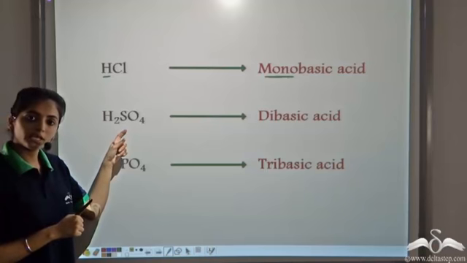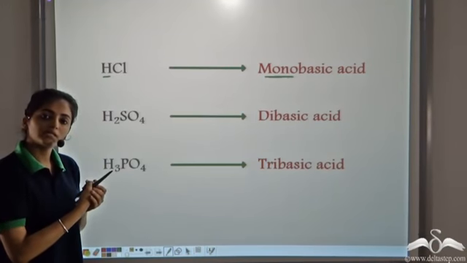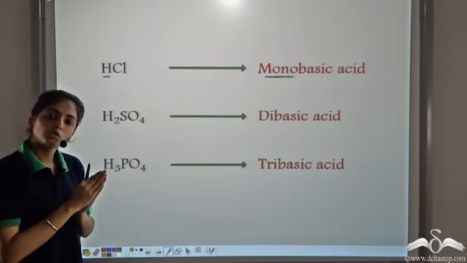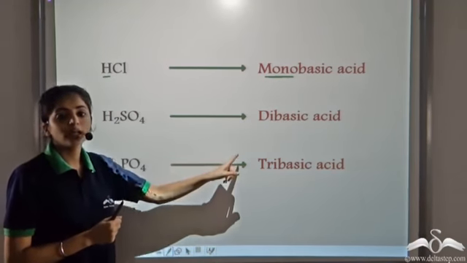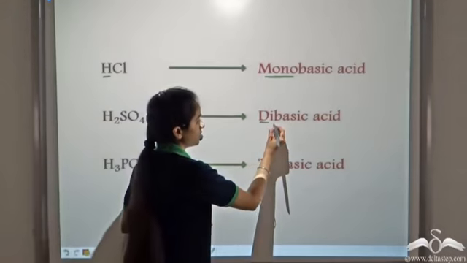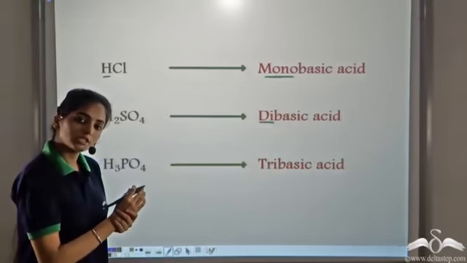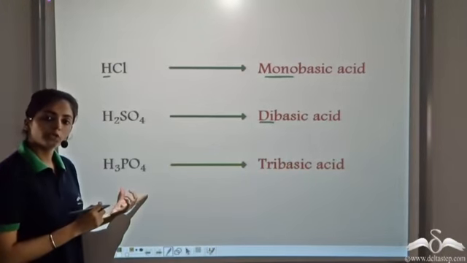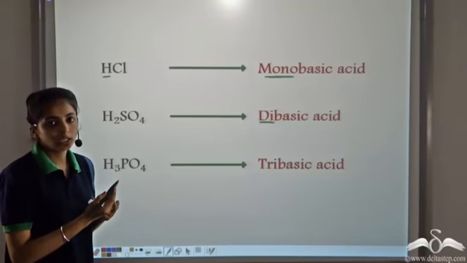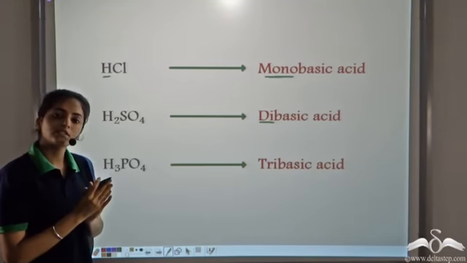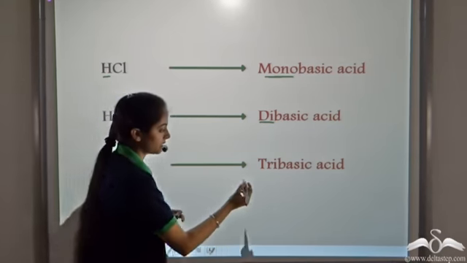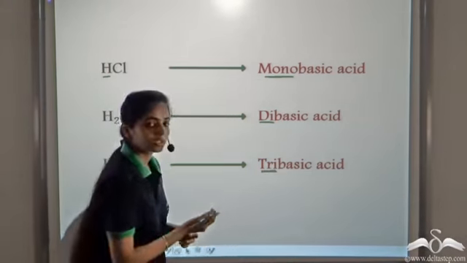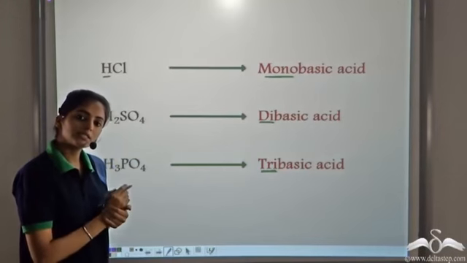In case of sulfuric acid, 2 H3O plus ions are produced. So it needs 2 OH minus ions to completely neutralize it. So it is dibasic. That is, its basicity is 2. When we talk of phosphoric acid, it produces 3 H3O plus ions. It needs 3 OH minus ions to neutralize it. So it is tribasic. Or the basicity of phosphoric acid is 3.